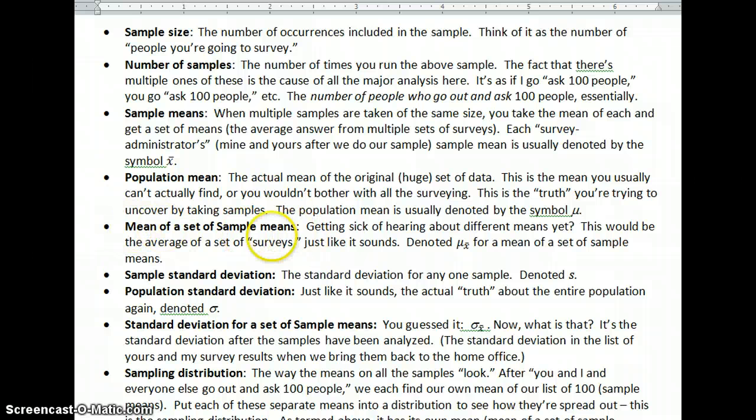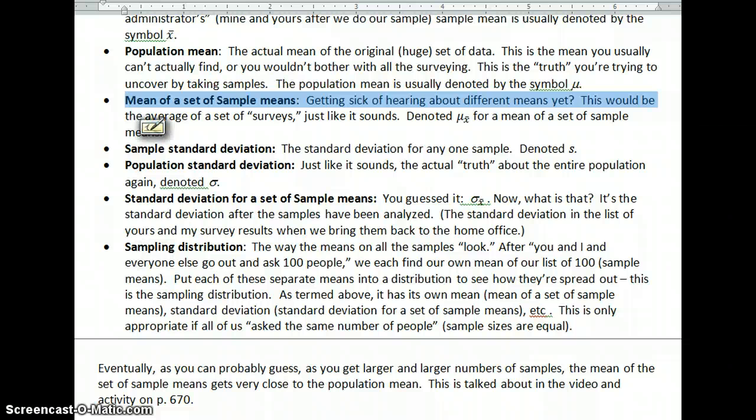Even though it's got the word mean in it twice, getting sick of hearing the word mean. The mean of sample means is, you take averages of all these little minion-y surveys, and you find the average of those, and you get a mean of a set of sample means. The sample standard deviation, same sort of thing.